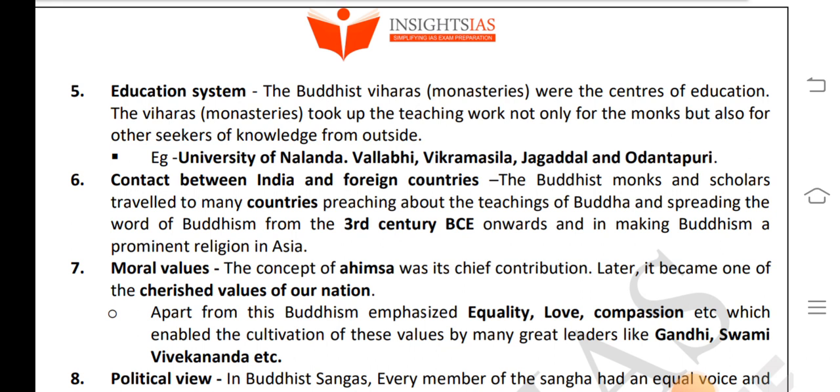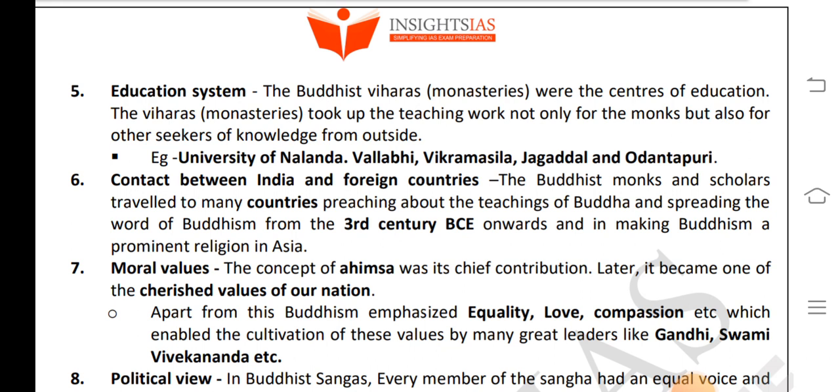Education system. The Buddhist Biharas and monasteries were the center of education. The Biharas and monasteries took up the teaching work not only for the monks but also for other seekers of knowledge from the outside. Universities of Nalanda, Vallabhi, Vikramashila, Jagaddala and Odantapuri.